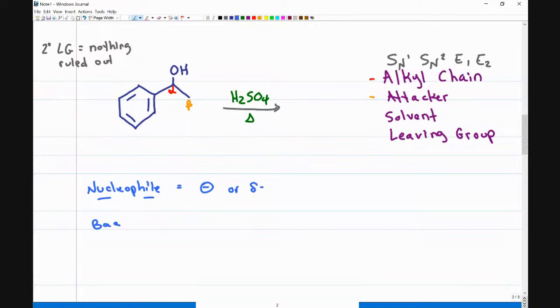And then a base is something that will attack or grab a hydrogen, a proton, and that means we're looking for something negative or partially negative. That is why I don't like for you to look at the difference between them. I want you to instead look at if it's strong or weak.